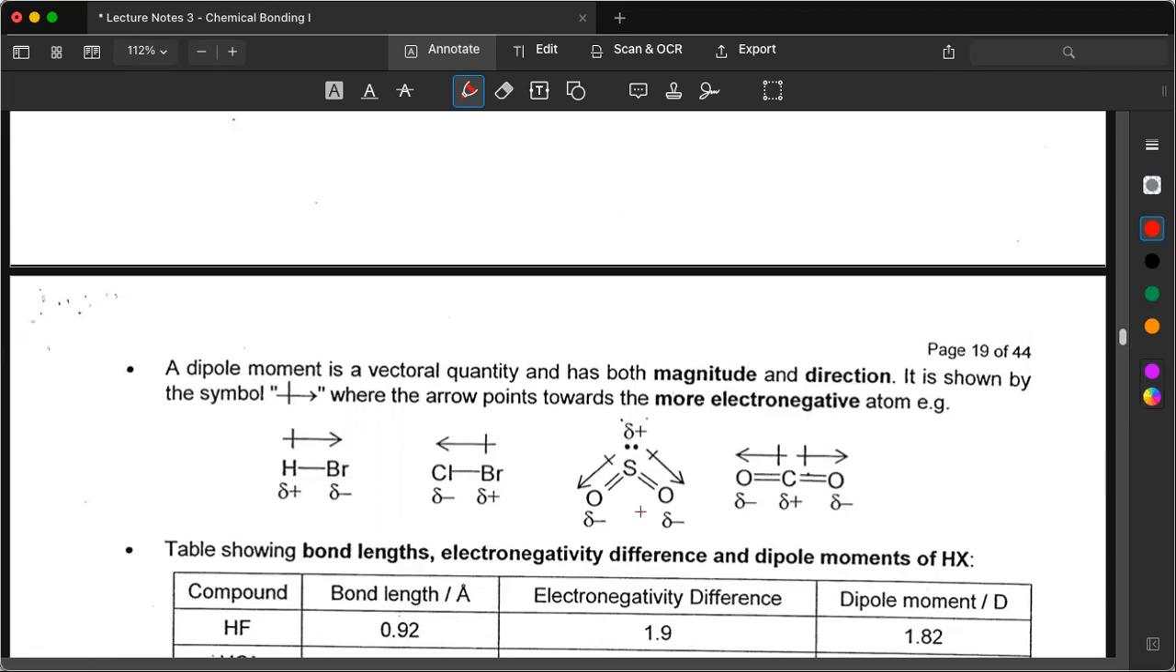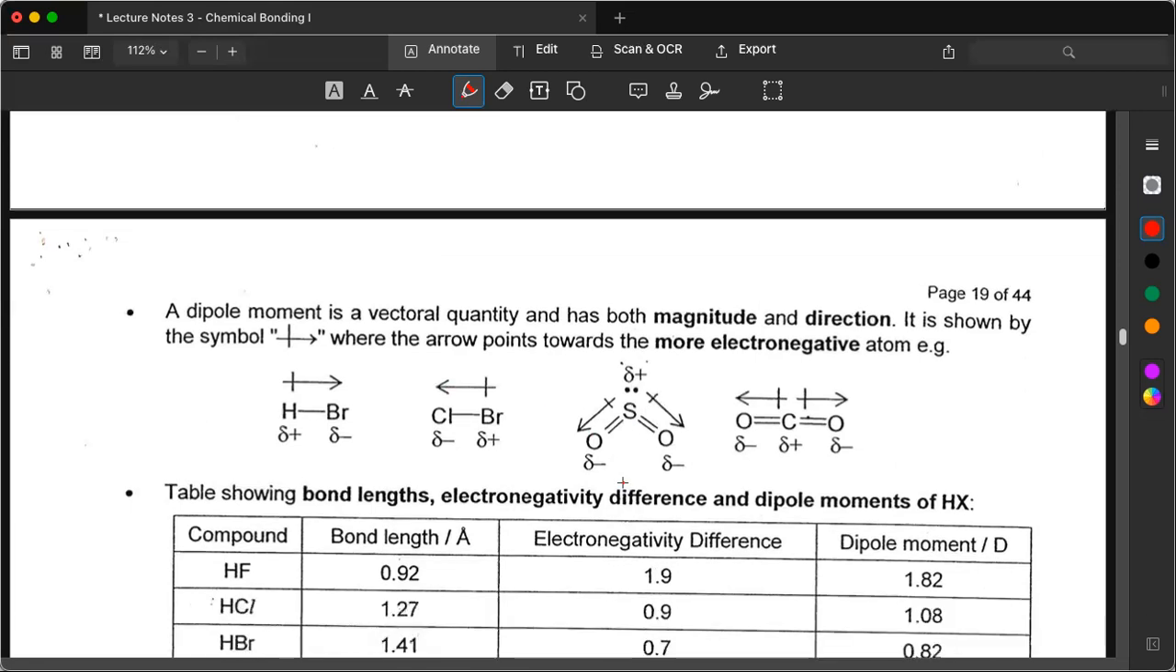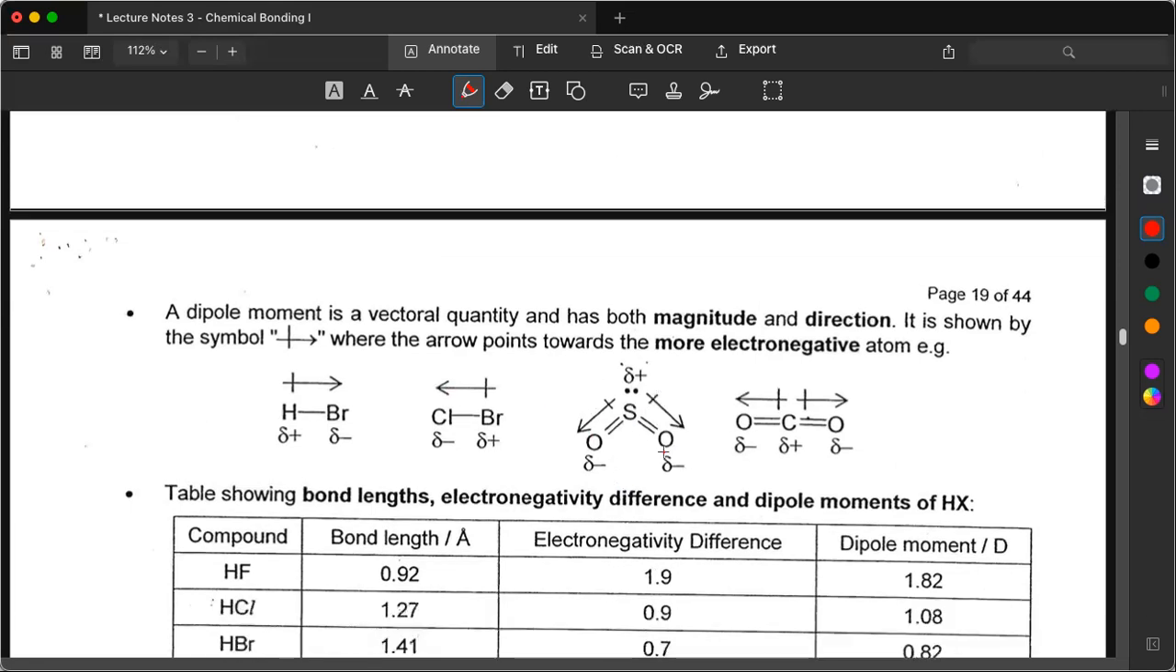And we have the example of Cl and Br. This time around, Cl is more electronegative, so the arrow points towards Cl. As for this SO2, O is more electronegative, so it's pointing towards O. As for CO2, same thing.